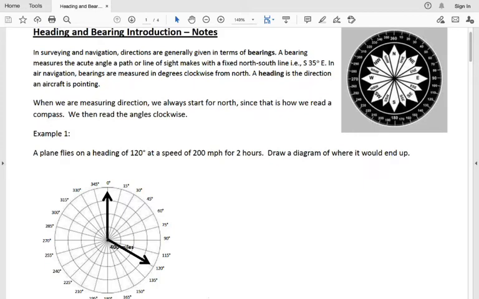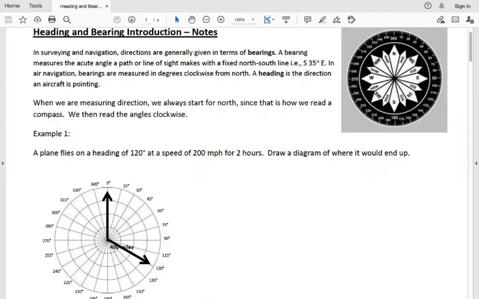So for example, if you read this left to right, it just says south 35 degrees east, but if we were actually going to read it, we would say 35 degrees east of south. That's a lot of times how they will give you a bearing. In air navigation, bearings are measured in degrees clockwise from north. A heading is the direction an aircraft is pointing.